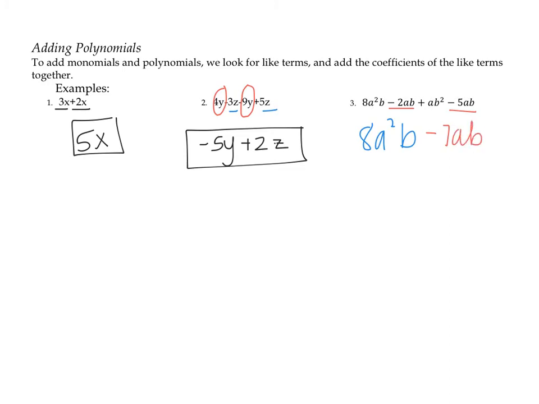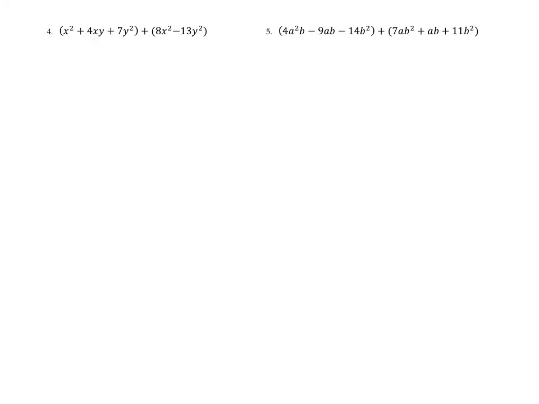And that leaves us with our last term, which is just going to be our ab squared. And we're just going to add that to the end because there isn't a like term for that. And so that's our combined terms for that polynomial. Now you'll notice in that last one, not all of those terms had a like term, and that's okay. We don't always have to be combining these terms.